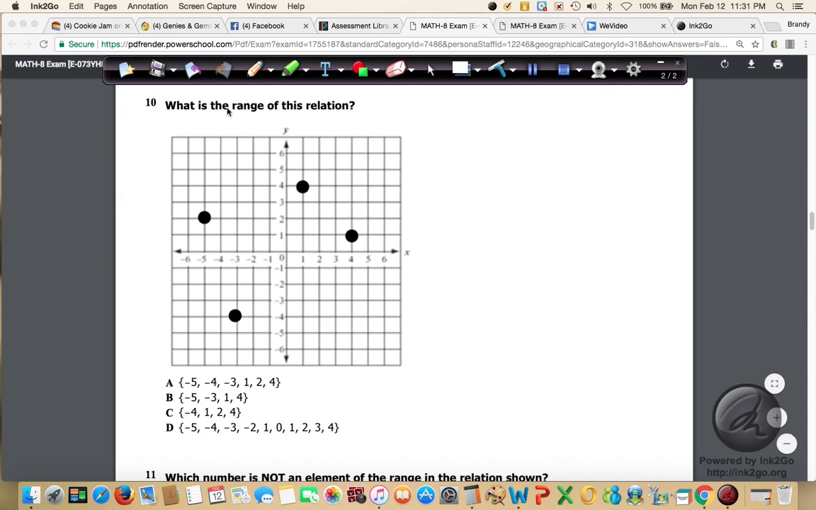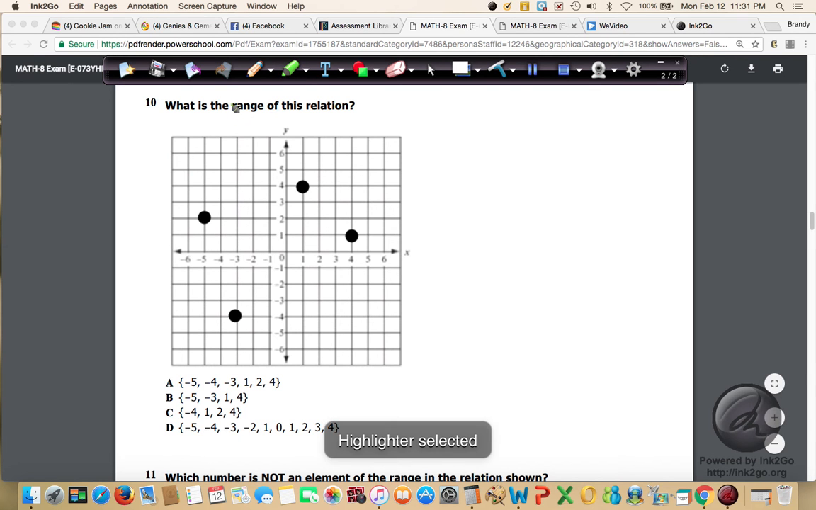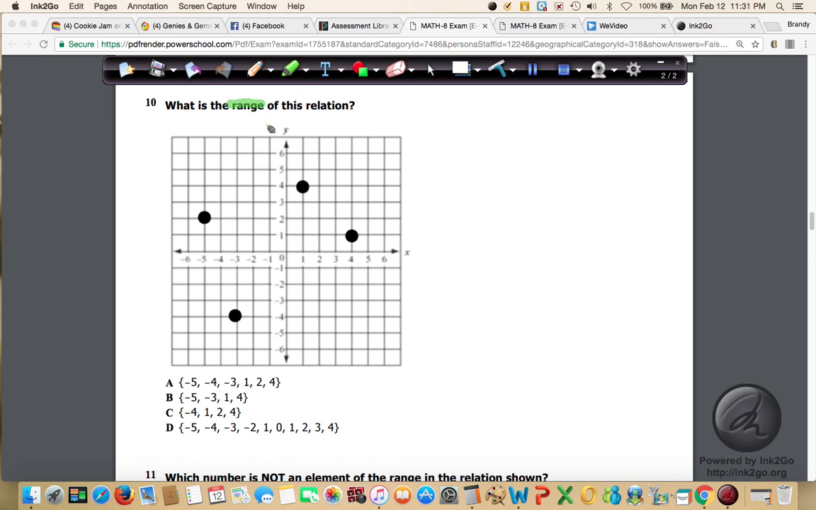Number 10, what is the range of this relation? So here, my keyword is this guy right here, range, okay? Because that's going to tell you, am I looking at my x's or am I looking at my y's? You only want the number for the ordered pairs. Yes, they have 6 through -6, both on the y and the x. They have all the numbers listed, but I only care about where these points are. Those are the only numbers I want. I don't want anything else.